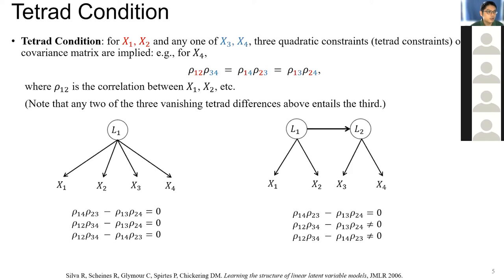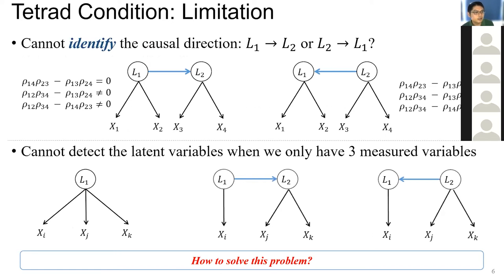For example, if this set of conditions holds, then we will infer there's only one latent variable. If this other set of tetrad conditions holds, we will infer there are two latent variables. Using the tetrad condition, we can distinguish a lot of causal structures.